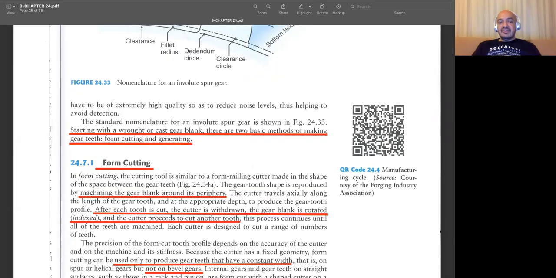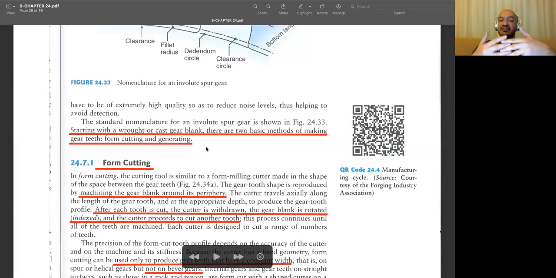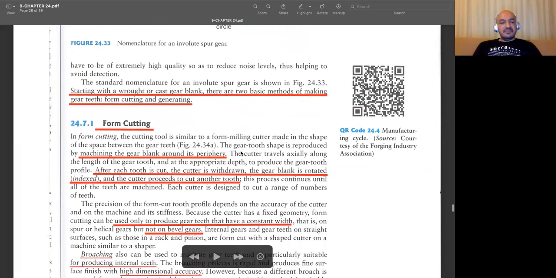By generating, we mean that by using some gear pairs or rack and pinion type mechanical elements, we are actually generating the teeth. But in form cutting, we are machining them from the blank part. In the generating case, they are generated during their relative motion. So this is the main difference.